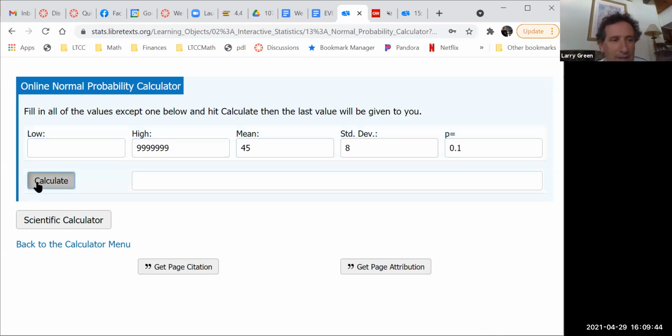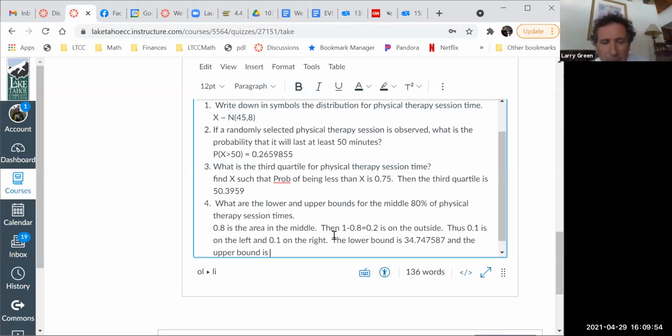And then I hit calculate. And I get 55.2524-ish. So that means the upper bound is 55.2524 around. Maybe I'll make that 0.6 so we get the same number of decimals. Any questions at all on this quiz?